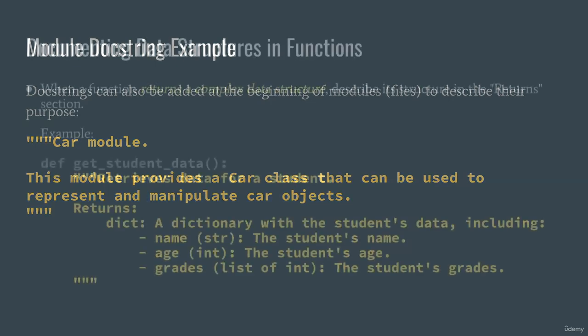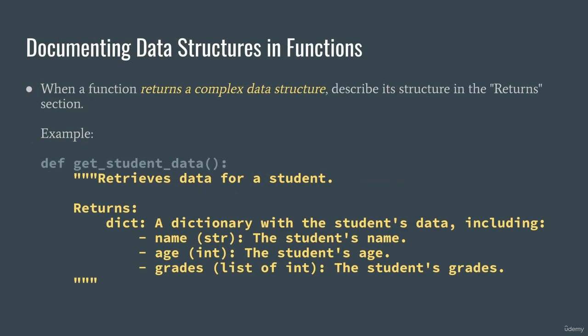When a function returns a complex data structure, like a dictionary or a list, it's important to describe the structure in the return section of the doc string. For example, if a function retrieves student data and returns a dictionary, you can list the dictionary's contents in the returns section, specifying each key and its corresponding type. This level of detail makes the returned data easy to work with.